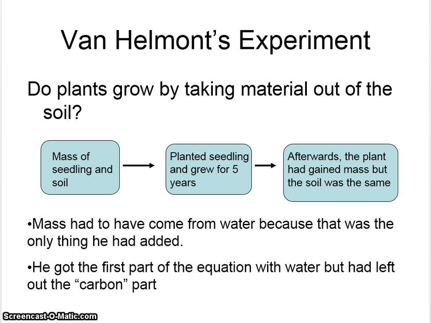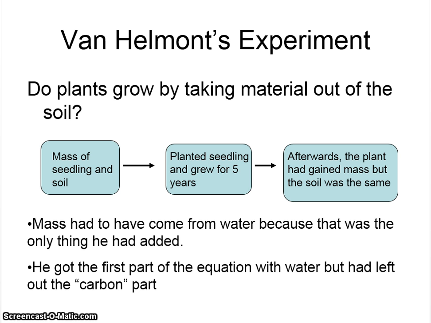Now, the concept of photosynthesis was discovered through a couple different scientists and their experiments. Van Helmont's experiment: he took a plant and planted it in the soil like you do, and he watered it and grew the plant for 5 years. Afterwards he had a much bigger plant and the same amount of soil. So the key was, how did the plant get bigger if the soil was still the same? Where did that added mass for the plant come from?